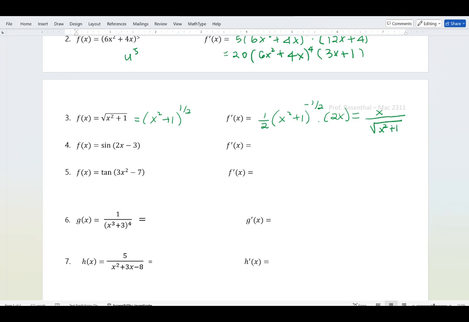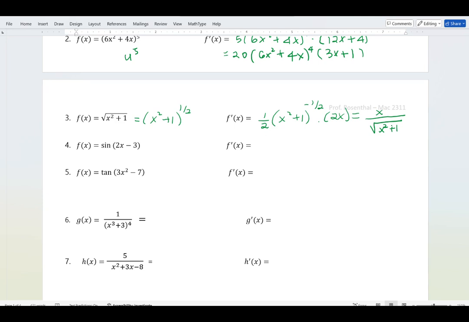Okay, now the next few examples are a little bit different because we've been concentrating on the power function so far. What happens if you have a trigonometric function? So sine of 2x minus 3. Notice this is not a product. This is not to be confused with sine x times 2x minus 3. This is more like example number 3, square root of something or sine of something.